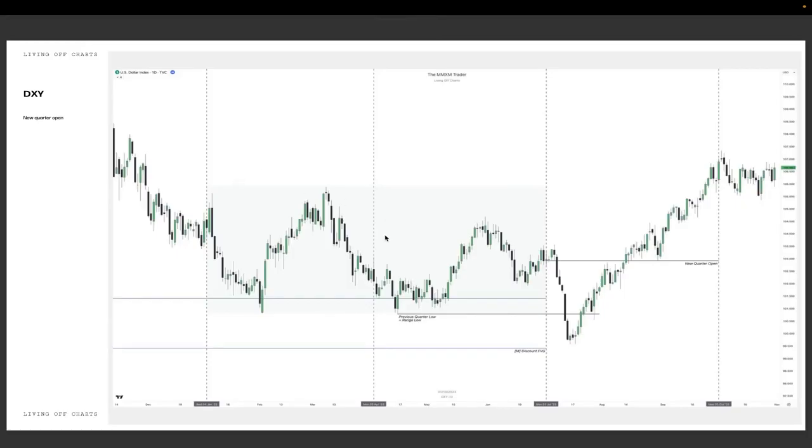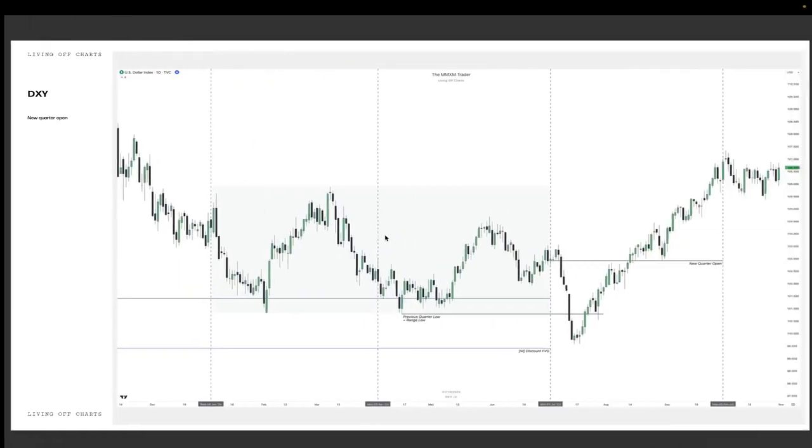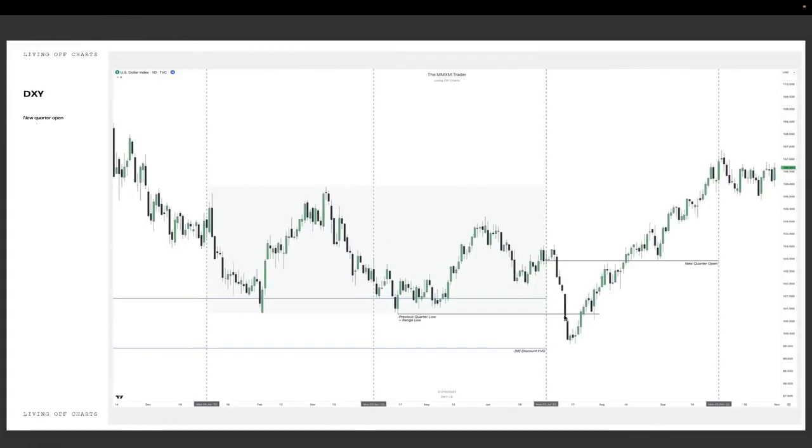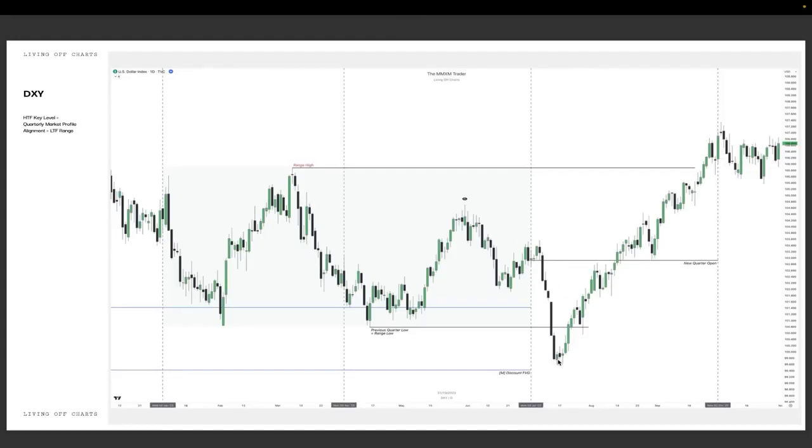So in the new quarter here, this is July, we run below the previous quarter's low into a key level below the opening price, with a consolidation market profile in the previous quarter, the previous past two quarters here. So then we trade below the low here, below the opening price, and then we look for a lower time frame range to trade off of.